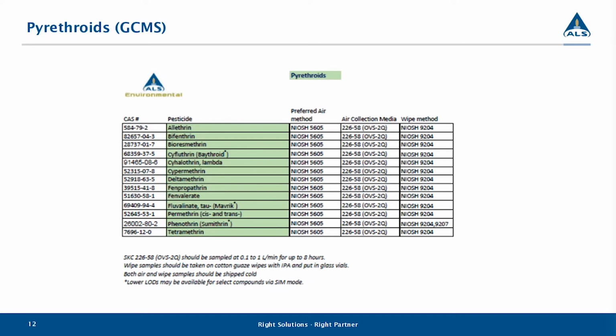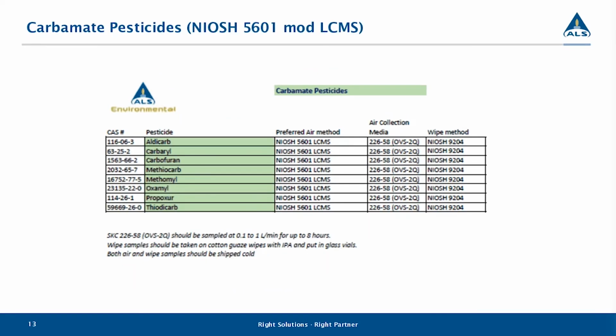And same thing, these can all be tested together. This is an example of some pesticides where we're not referencing the NIOSH 5605. These are a carbamate group. Based on what the chemistry looks like, we have to run these on LCMS. We've done a slight modification to 5601 and are running these by LCMS. But these are also compounds that can all be tested together.